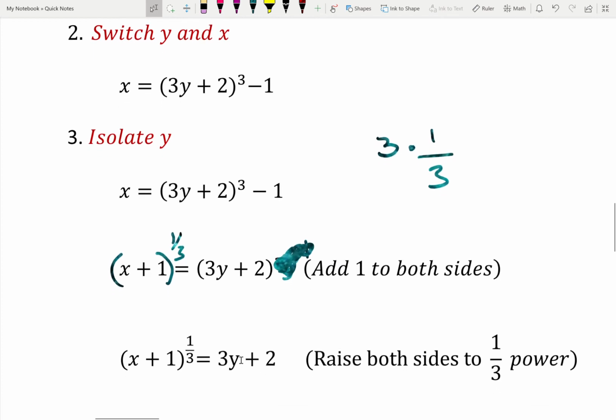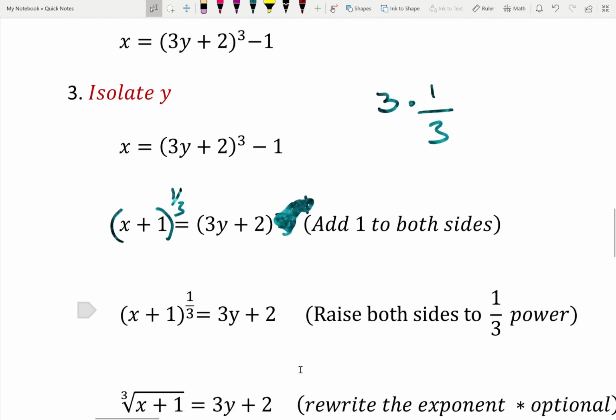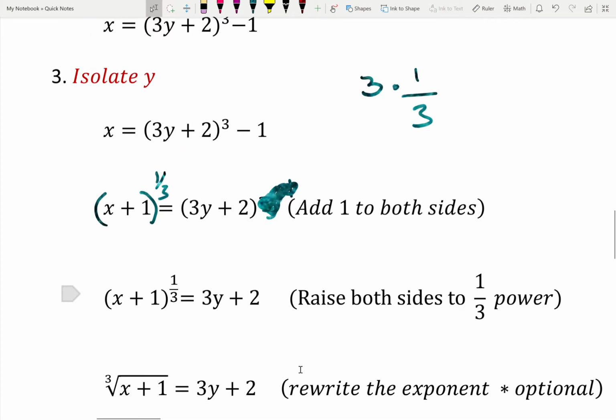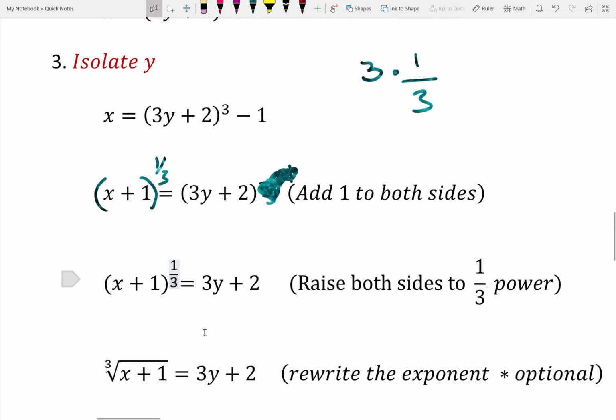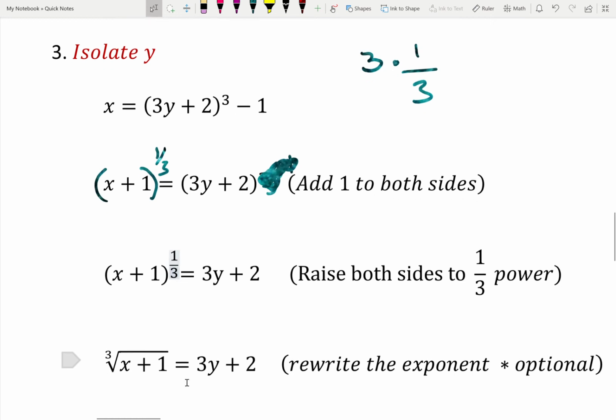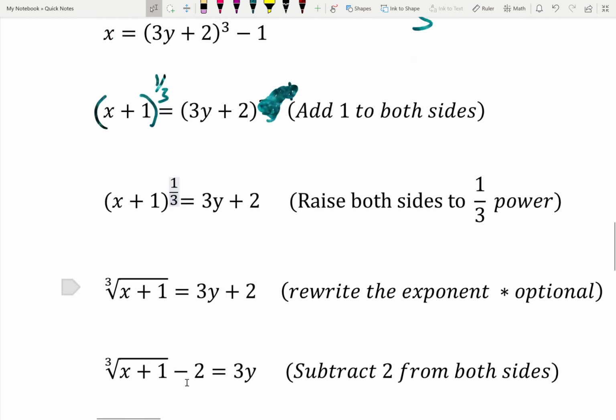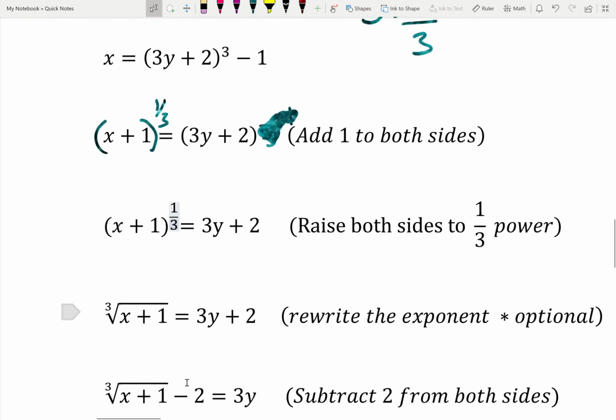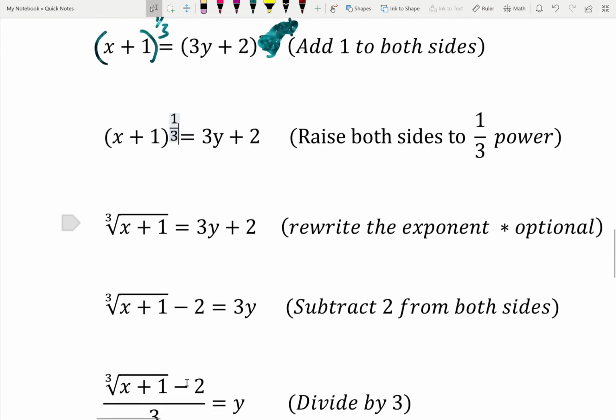Okay, so I'm almost there. I almost have y by itself. I just have to get rid of that 2 and that 3. But before I do that, there's an optional step: you can rewrite this 1 over 3 exponent as a cube root. You don't have to do that, but if you want to, go for it. So you have the cube root of x plus 1 equals 3y plus 2. Now let's keep isolating that y. I subtract 2 from both sides, and I divide both sides by 3.